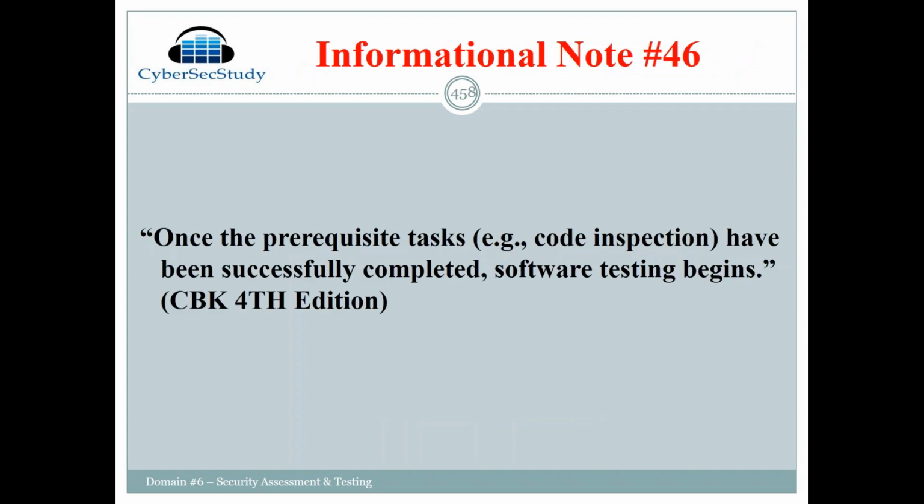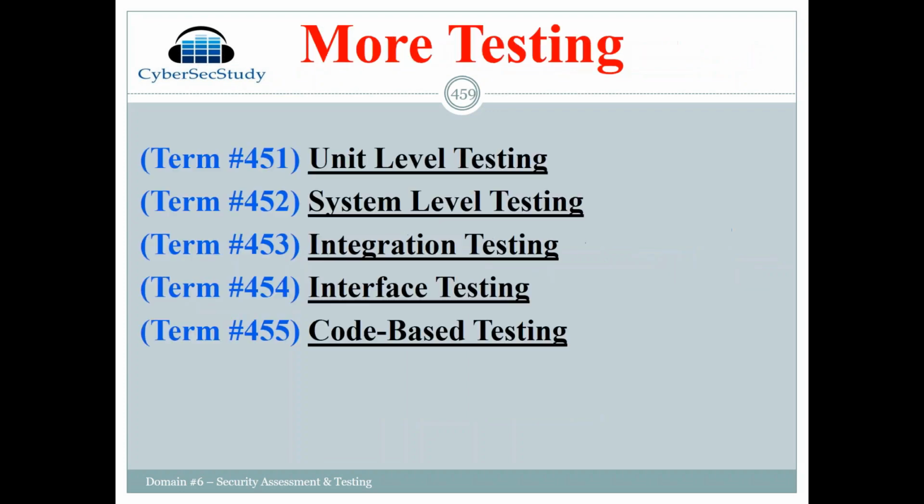All right, once the prerequisite tests, for example, code inspection, have been successfully completed, software testing can begin. So let's talk about some of our testing methodologies. We can do unit testing, which is a software test method where individual units of the source code are tested. So sets of one or more computer program modules, different parts of the program.